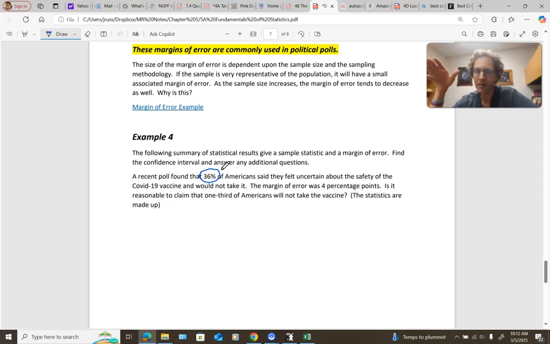It could be maybe a little less or a little more, but that's where this margin of error comes into play. It says the margin of error was 4 percentage points. So the question is, is it reasonable to claim that 1/3 of Americans will not take the vaccine? By the way, I just made up these statistics. The first thing I want to do, guys, is construct my confidence interval.